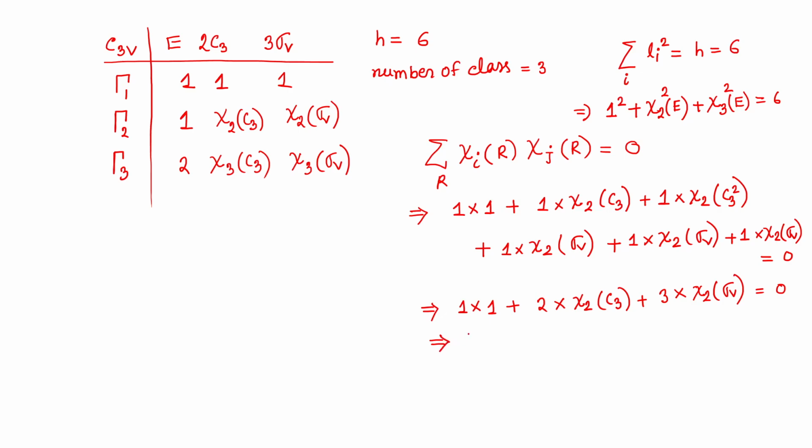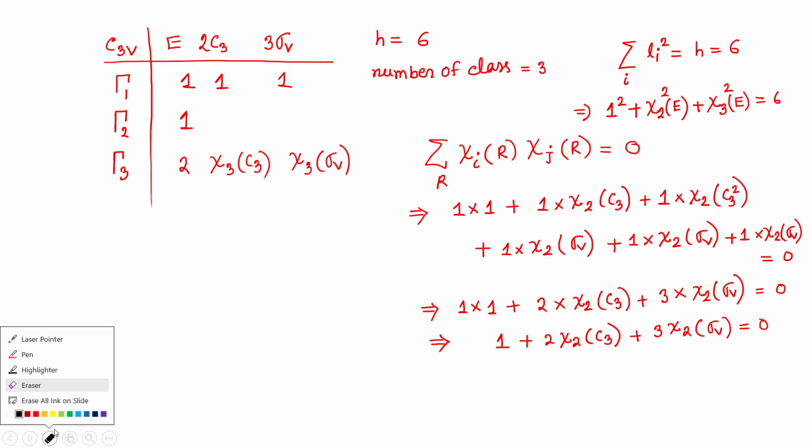So as it is one dimensional, 1 will be 1. This is going to be 1 plus 2 chi2 C3 plus 3 chi2 sigma v, right? So the only possible values for chi2 C3 and chi2 sigma v are 1 or minus 1, right? Because of the orthonormality principle, and they belong to a one dimensional representation. So actually it will be 1 and minus 1 here. I'll just write it here, 1 and minus 1.